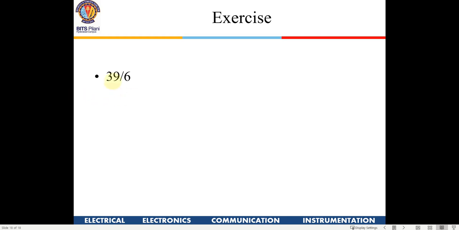So this is a home exercise. You can try to do this on your own and see to it that you can verify the results.